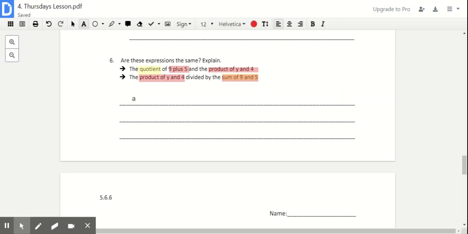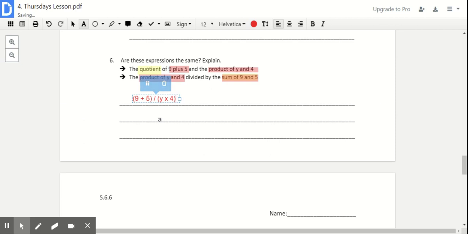Now, let's set these up and see if these expressions are the same based off of the phrase that's given. So the quotient of 9 plus 5 and the product of y and 4. So 9 plus 5, of course, always putting in parentheses. Quotient, I'm going to put a bar. And then the product of y and 4. So product is equal to the same operation as what? Multiplication.